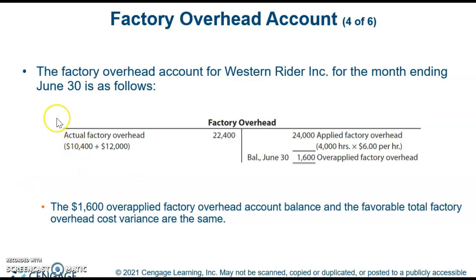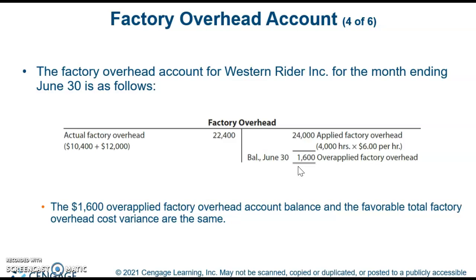All right, looking at this again, here's the T account, and actual factory overhead is always debited. Then the amount we apply out, we move out with a credit, so we're left with a balance. If we over applied, then right here we get 22,400 and 24,000 over here, so we get the 1,600.